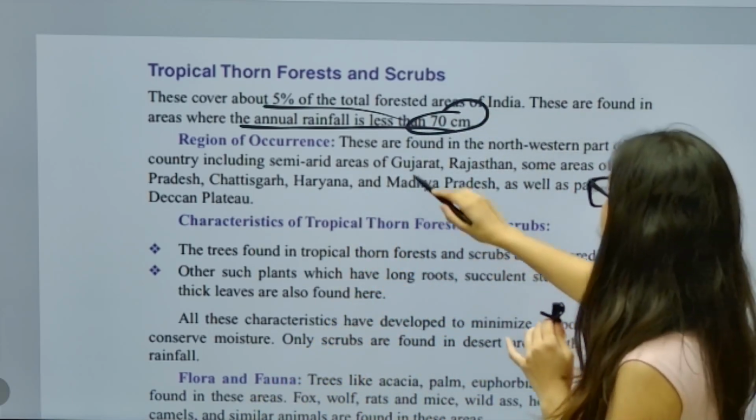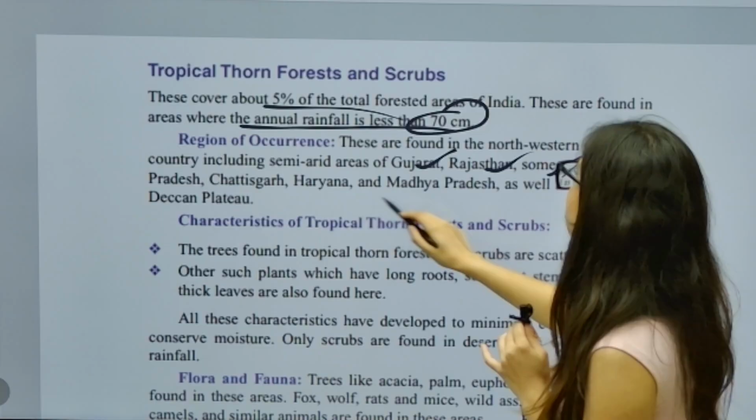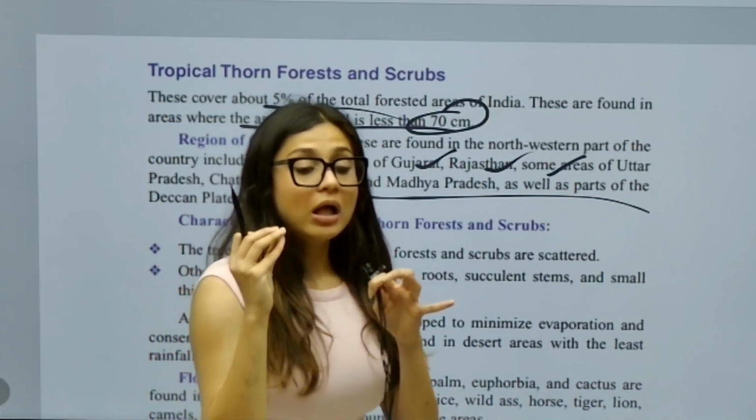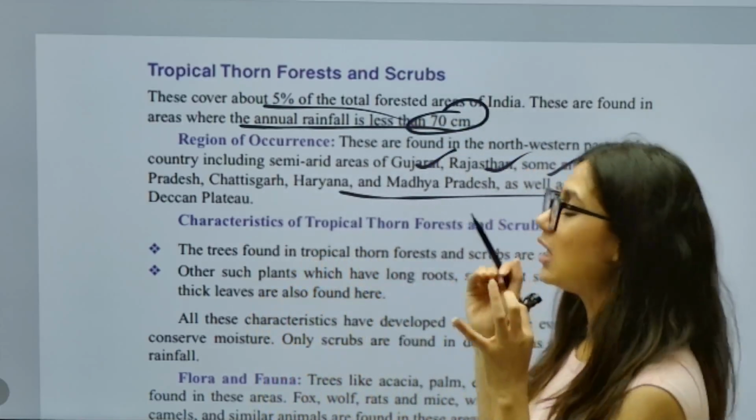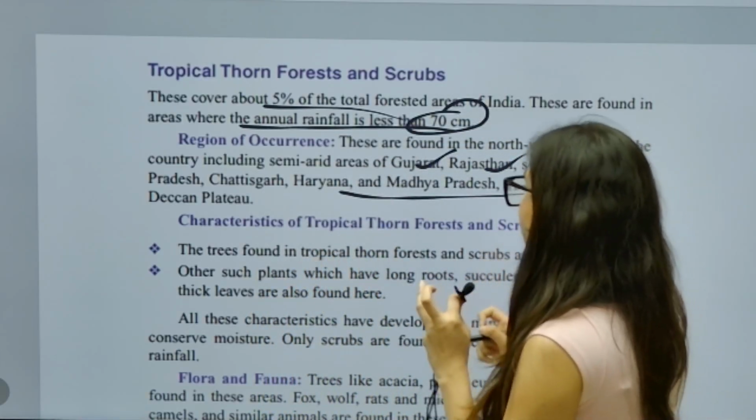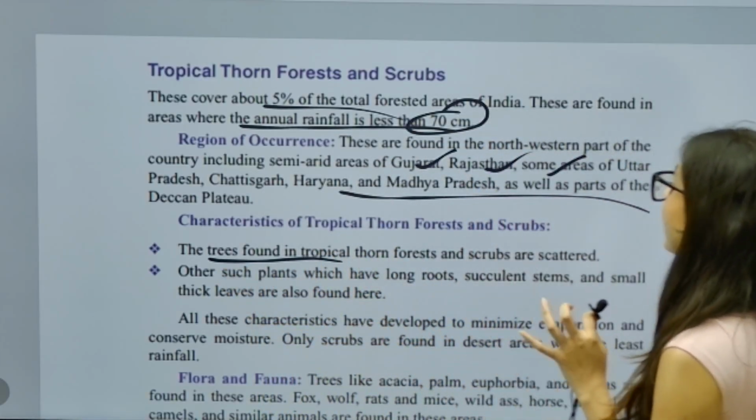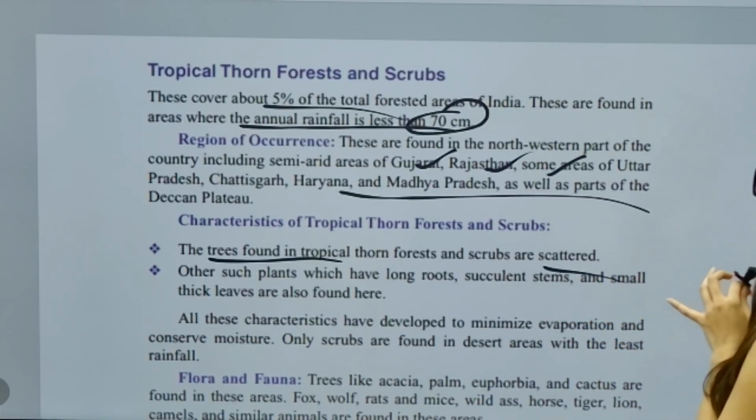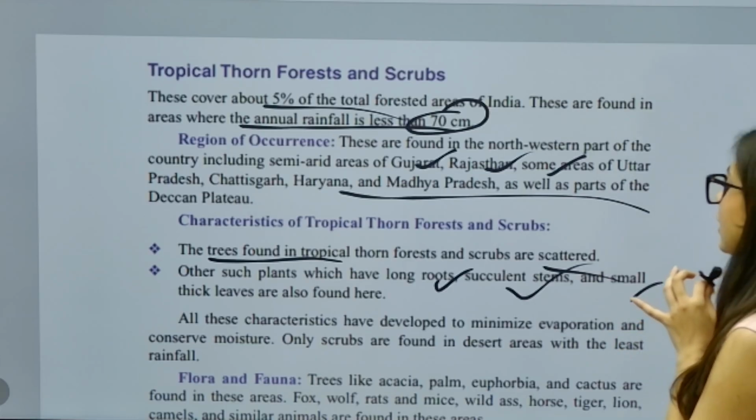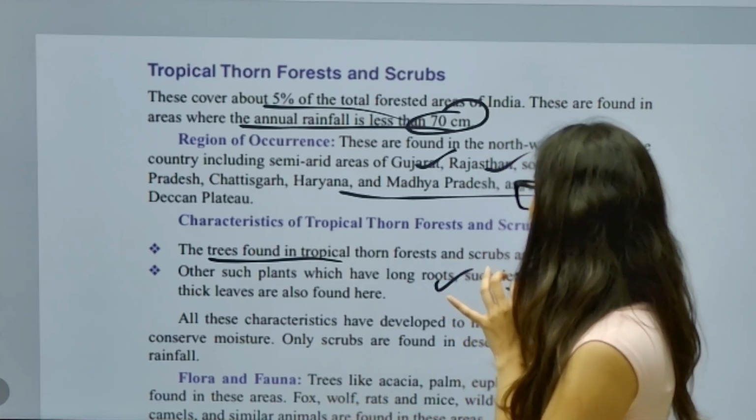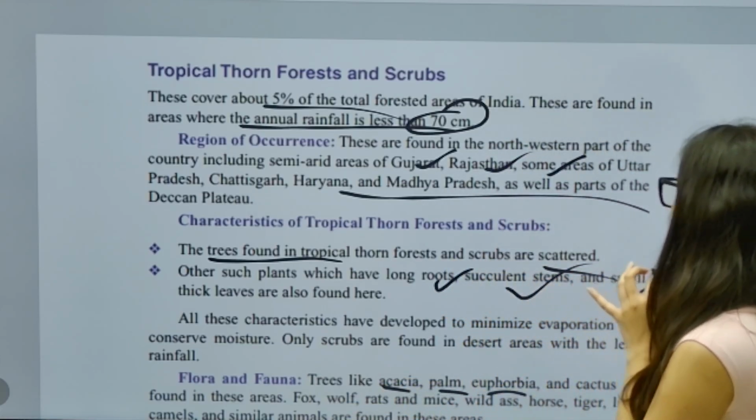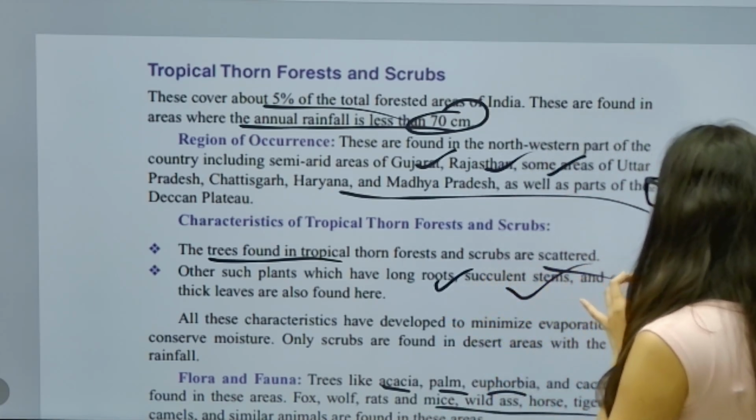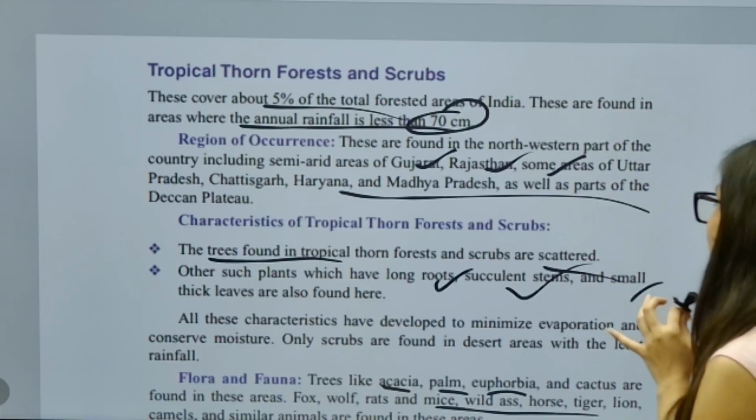Then region of occurrence: Gujarat, Maharashtra, Haryana, Chhattisgarh, MP. Though the weather is very dry, the plants here are very bushy and very thorny. The trees found in tropical thorn forests and scrubs are very scattered. Plants with long roots, stems and small thick leaves are also found here. Flora and fauna: acacia, palm, euphorbia, cactus. Then fox, wolf, rat, mice, wild ass, horse, lion, tiger and camels are found in these areas.